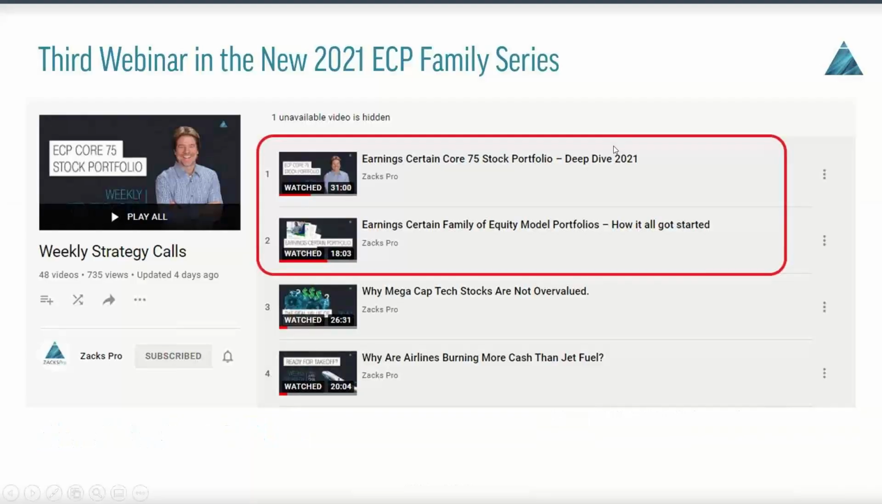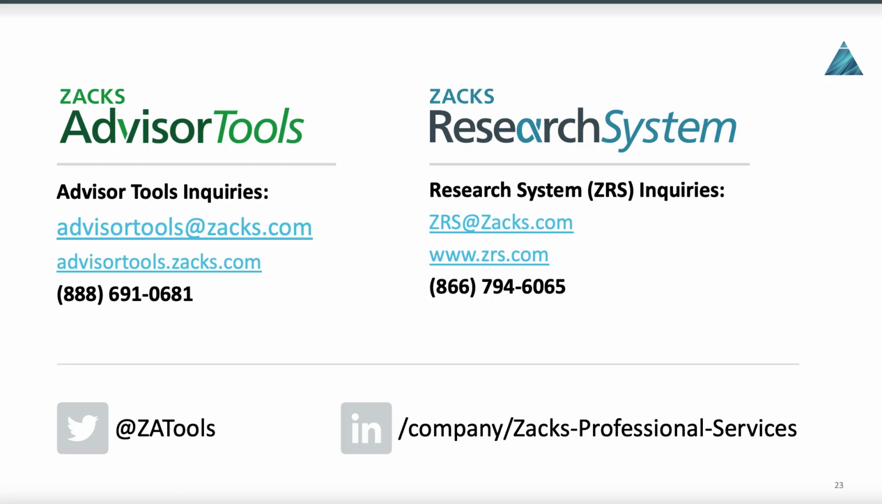This is the third webinar in our new 2021 ECP family series of equity model portfolios. You can see that I've highlighted the first two webinars on the screen, circled in red. The first webinar was the Earnings Certain family of equity model portfolios, how it all got started, as a review of the construction process. And then we took a deep dive into the 75 stock core model portfolio. Today, we're going to build on those concepts that we discussed over the past 2 weeks.